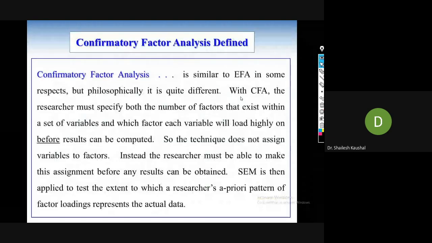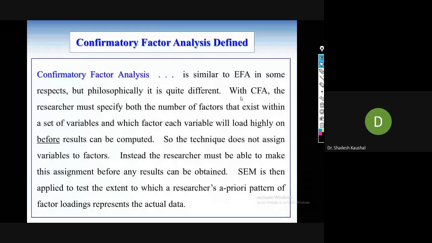Now the confirmatory factor analysis. There are two terms, confirmatory factor analysis and structural model. So what is confirmatory factor analysis? We should understand the concept of confirmatory factor analysis. Confirmatory factor analysis is similar to EFA in some respects, but philosophically it is quite different.